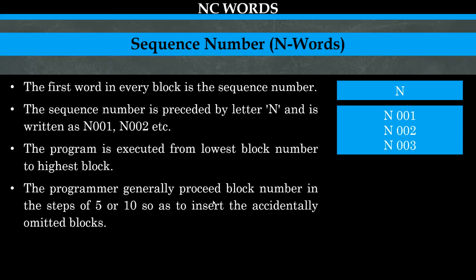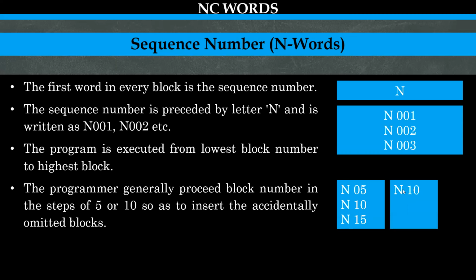The programmer generally proceeds block number in the steps of 5 or 10 so as to insert the accidentally omitted block later on, like N05, N10, N15. So instead of writing N1, N2, N3, programmers generally use N5, then second block is N10, third block is N15. In case the programmer misses some block, then the block can be inserted here as N06, or otherwise the entire program has to be re-sequenced.